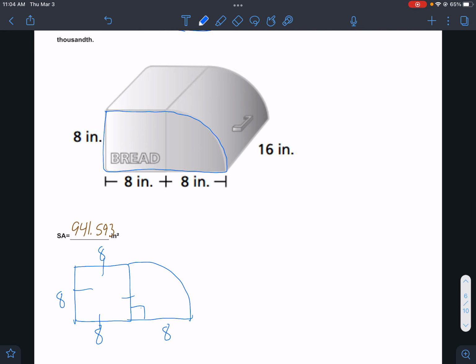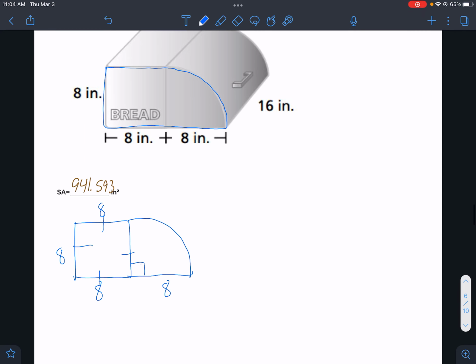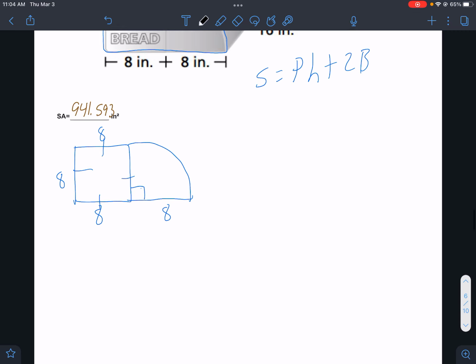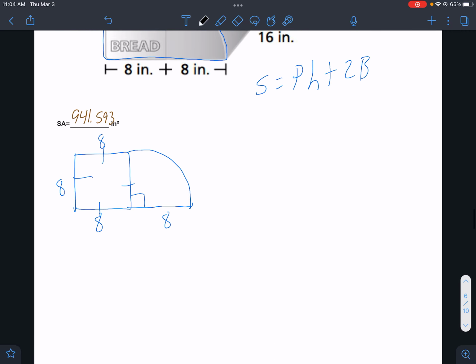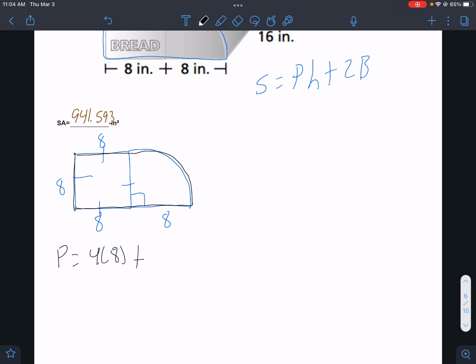Anytime you have a shape like this with two bases, we are going to treat it like a prism, which is pH plus 2B. It's going to feel a little weird here, but we can do it. So the perimeter would be all of this. Well, let's do the perimeter. That would be 8 plus 8 plus 8, so that's 4 times 8 plus 1/4.